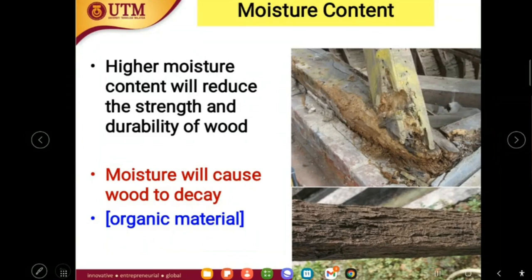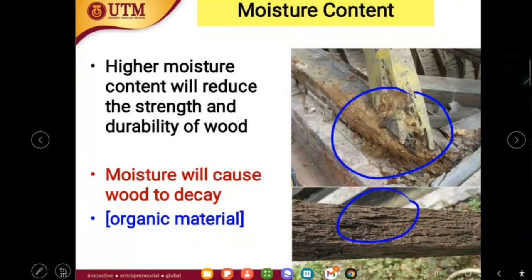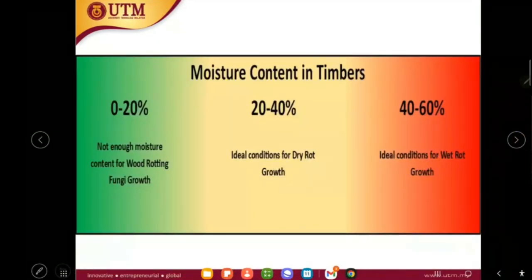And it will affect the durability of our wood, for example, like this. It's perhaps already decayed. Okay. So moisture content in the timber, which ideally is around 0 to 20%, is not enough moisture content for wood rotting fungi growth. Okay, when it is 0 to 20%, it is too dry for the fungi to grow. But when it is green, which is 20 to 40%, it is ideal condition for dry rot growth.